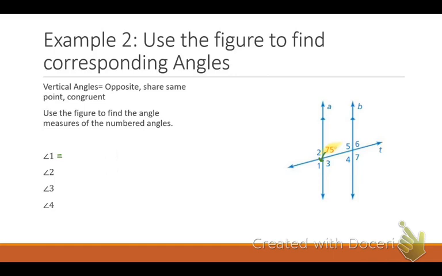Not 1. Look how it's opposite the 75. Okay, so Isabel? It's 75. Why? Yes, very good. 75 because it's vertical to 75 degrees. Okay, very good. Now that I know angle 1, could I, and I guess I can fill it in over here too, could I figure out angle 3?